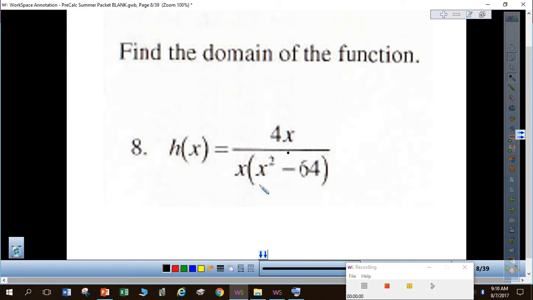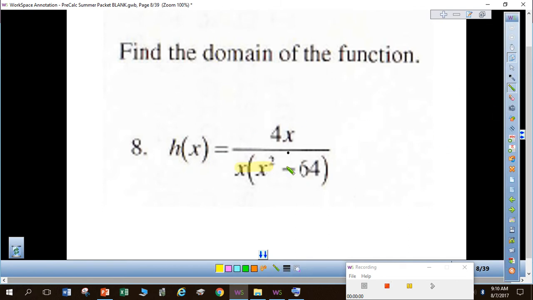The other situation is if there is a square root, which we don't have in this problem, but if we had a square root of a quantity, we would have to exclude any x value that would result in us doing the square root of a negative number, which would make it imaginary. Domain is always talking about keeping our function values in the real number system. So in this case, we are just looking at any x values that would make our denominator 0.